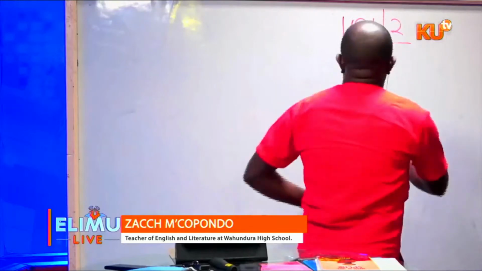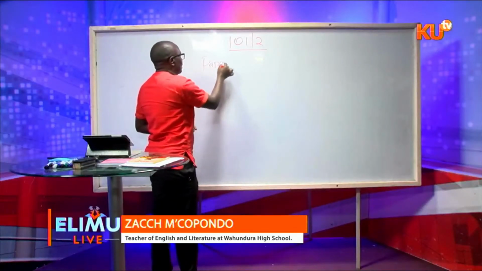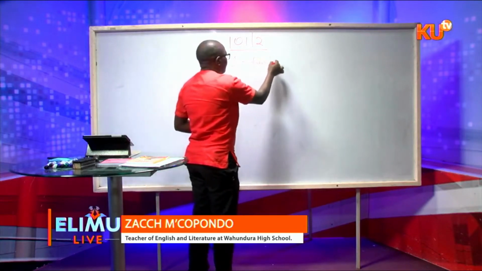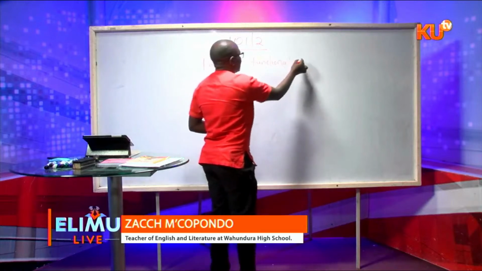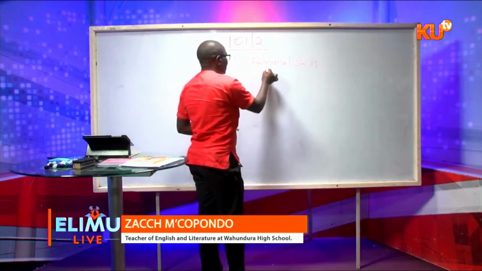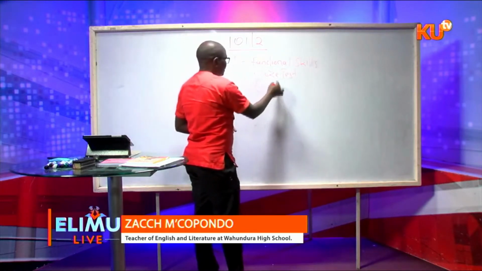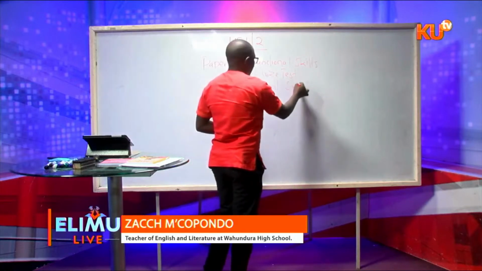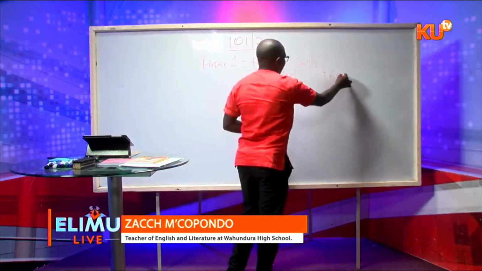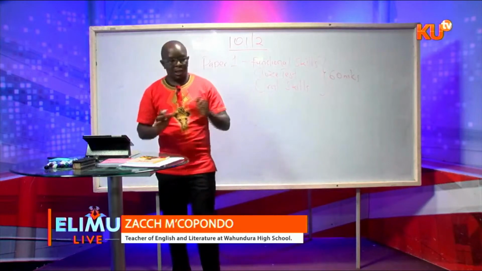We said that English is divided into three papers. Paper 1 is what we call functional skills, cloze test, and oral skills. This paper carries 60 marks of the total.